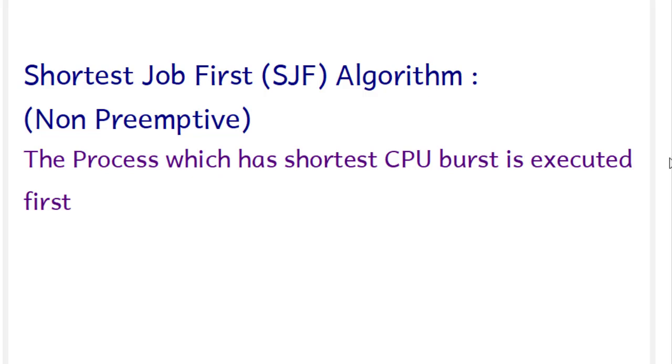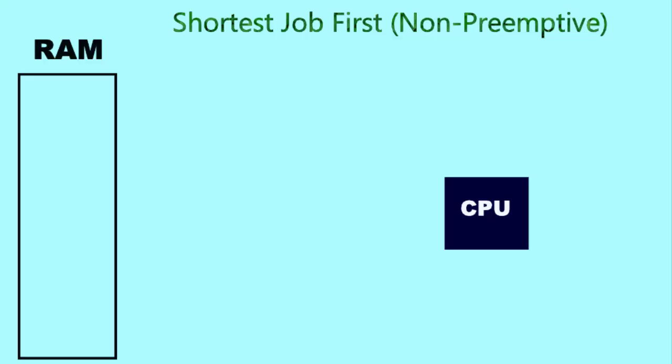In this case, the process which has the shortest CPU burst is executed first. So we can say the process which has the least CPU burst, or the shortest process, is executed first, and so on. Finally, the process which has the largest CPU burst is executed last. So let us see an animation based on this, and then we can go for solving a problem based on SJF.